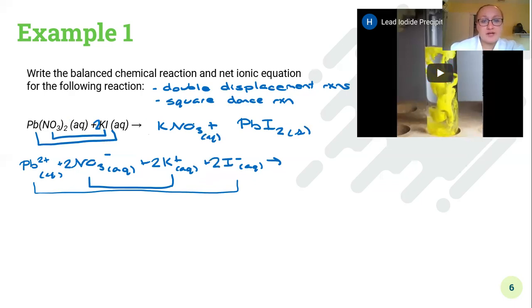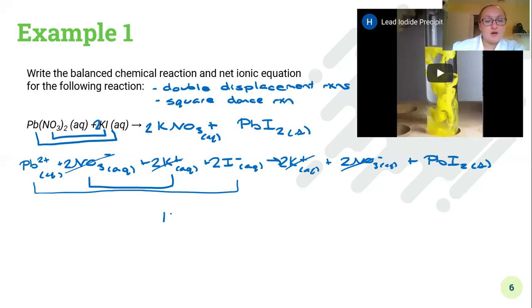So here's my chemical reaction. Now I want to write my net ionic equation. And I do that by getting rid of the spectator ions. So our potassium is still going to be aqueous, and our nitrate is still going to be aqueous. But our lead iodide is going to be solid. So that means that nitrate and potassium are our spectator ions, because they're aqueous before, aqueous after. They didn't actually do anything.